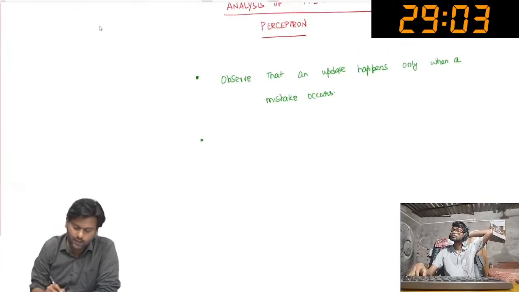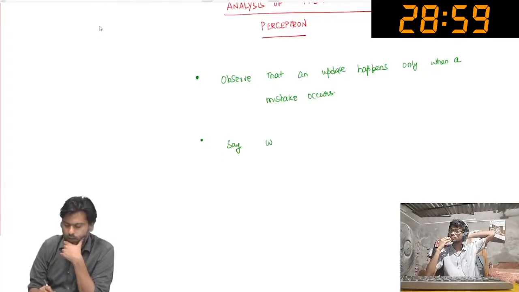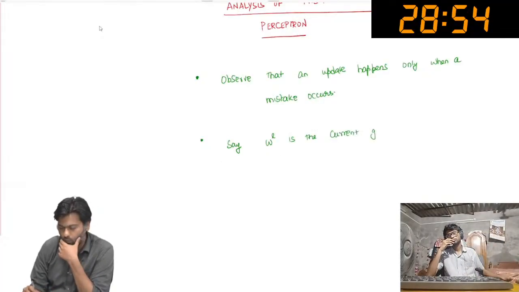Okay, so now let's say we are at some point in running the perceptron algorithm. We are given some data set, we are running the perceptron algorithm, and let's say at some point w^l, or maybe I'll put the l above, w^l is the current guess, and a mistake happens.